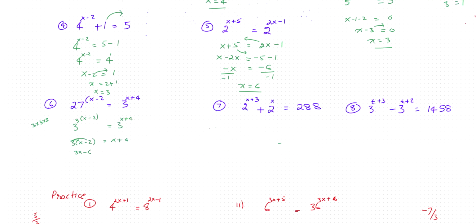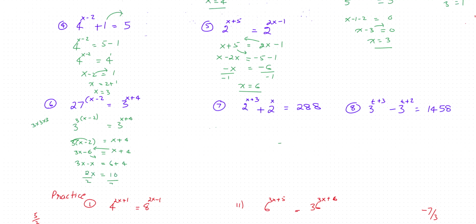Bring all variable x to one side, so 3x minus x equals, take this negative 6 to the other side, it becomes positive 6 plus 4. So 2x equals 10. So divide by 2 on both sides. So x equals 5.